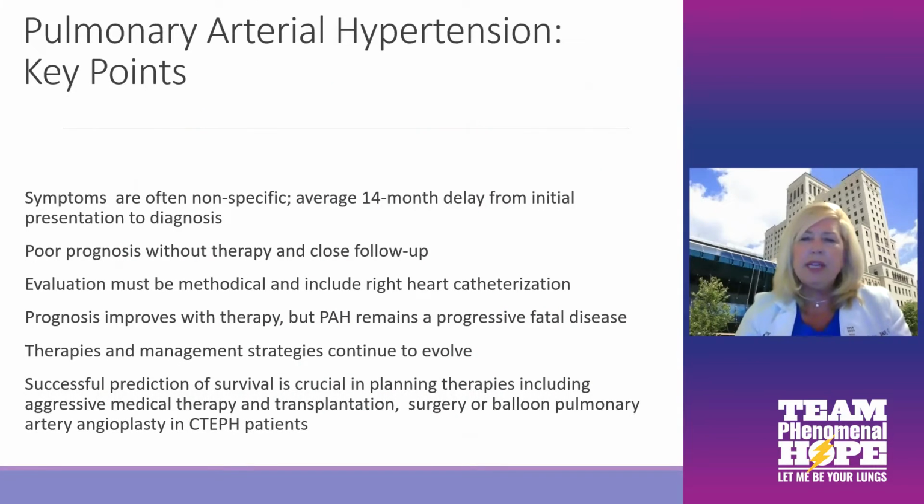So just some key points on pulmonary arterial hypertension. Symptoms are pretty nonspecific because they mimic so many other diseases. In fact, because they are so nonspecific, there's an average of about 12 to 14-month delay from initial presentation to diagnosis. So it's a very difficult disease to diagnose because of that. There is very poor prognosis without therapy and close follow-up. Evaluation should be very methodical and should include a right heart catheterization.